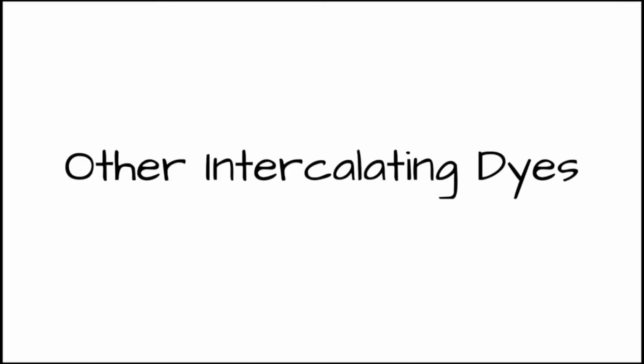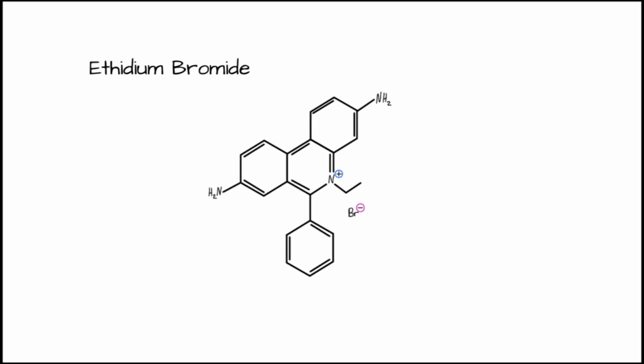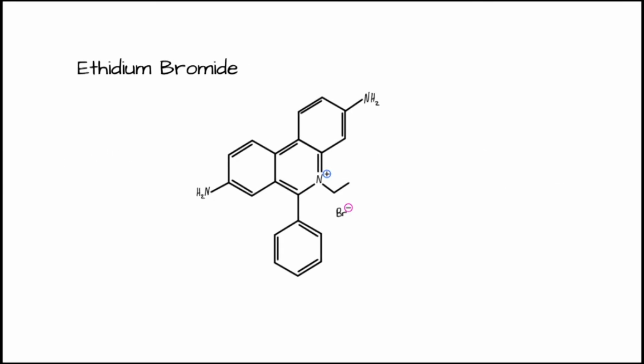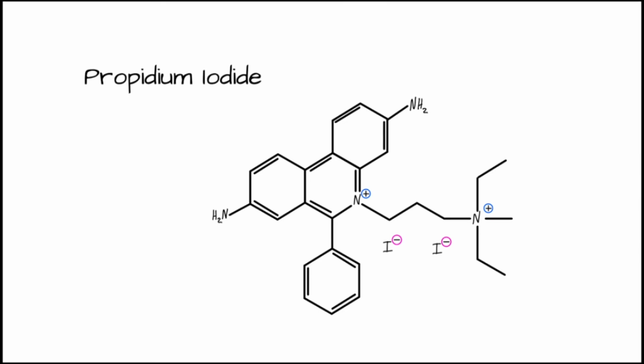Next up, we have Zoe to go over some of the other dyes that have emerged since the discovery of Ethidium bromide. Let's talk about other intercalating dyes. Many exist, all functioning by similar mechanisms of binding. Simple intercalators are similar in structure and function to Ethidium bromide. One example would be propidium iodide. Propidium iodide is almost identical to Ethidium bromide.